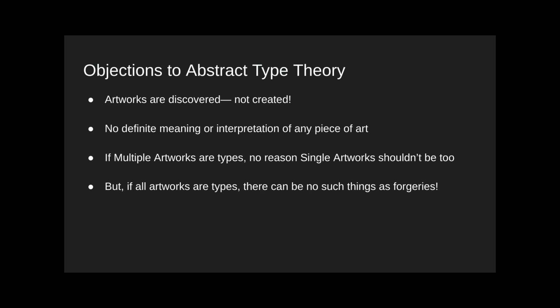So the first really bizarre consequence of this theory, which makes some people think that artworks just can't be abstract types, is that if artworks are abstract types, that means that artists never actually create them. After all, when you create something, there's a time at which the thing did not exist, and then you create it, at which time the thing comes into existence. But remember, types are supposed to exist outside of time. They exist in all time, eternally.